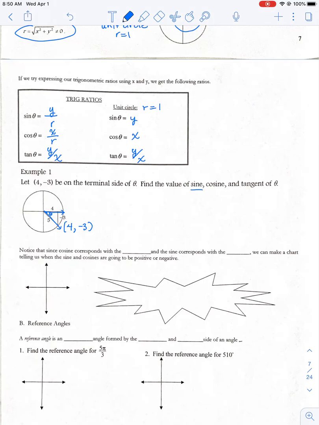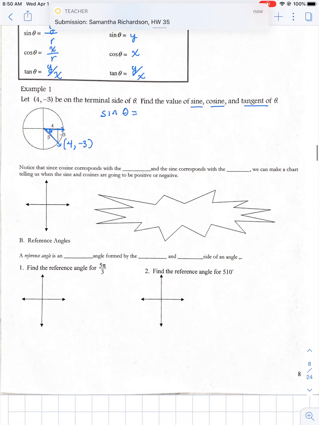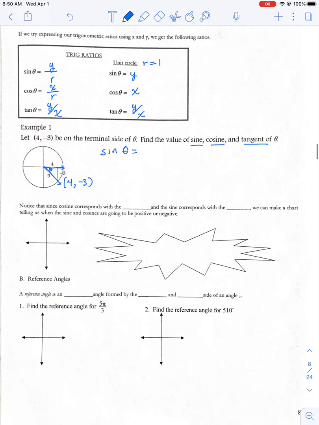Okay, so now if I want to set up the sine, cosine, and tangent of that angle, we don't know what that angle is, so I'm just going to go ahead and define it as theta. And then according to the above, sine of theta is equal to y over r. So let's go ahead and put y as negative 3 over r, which is 5. Cosine of theta would be adjacent, 4 over 5. And lastly, tangent of theta is y over x. So y being negative 3 over x, which is 4.